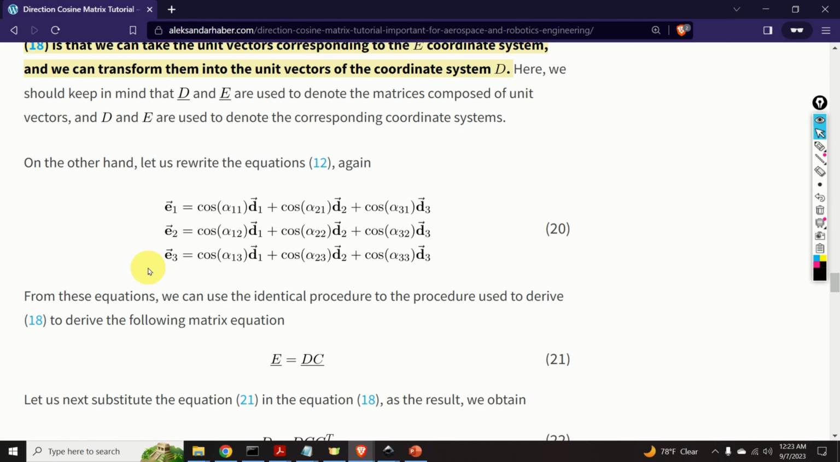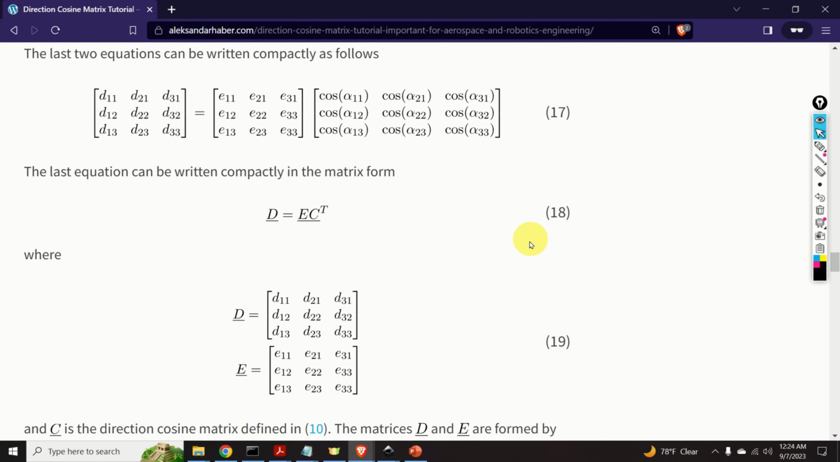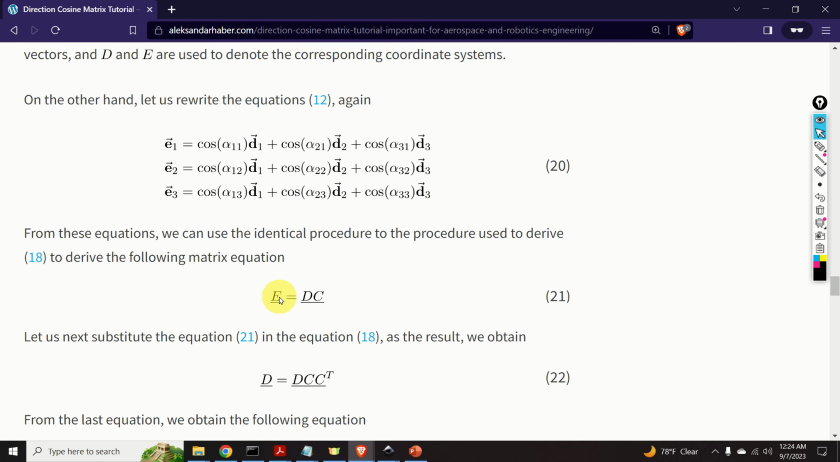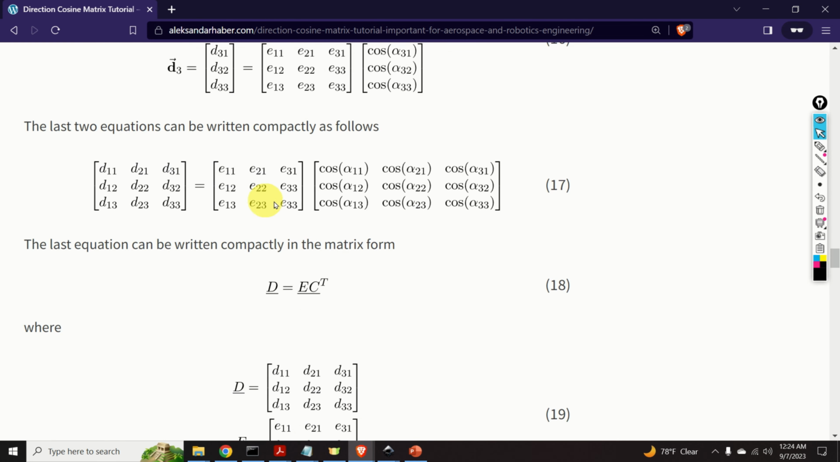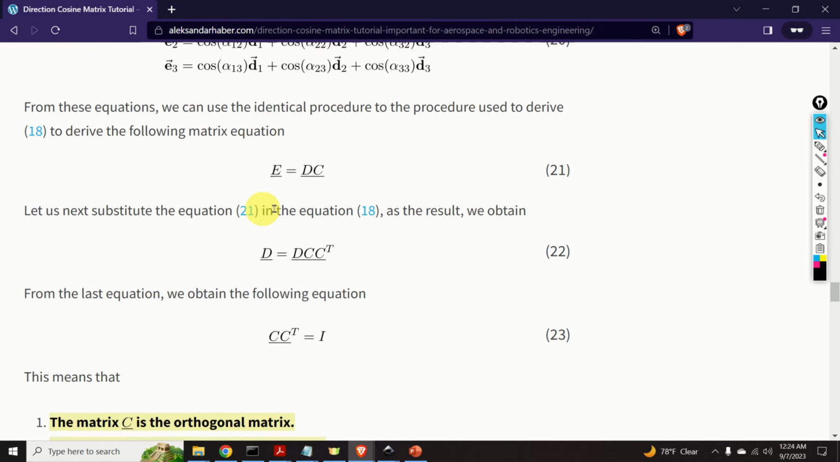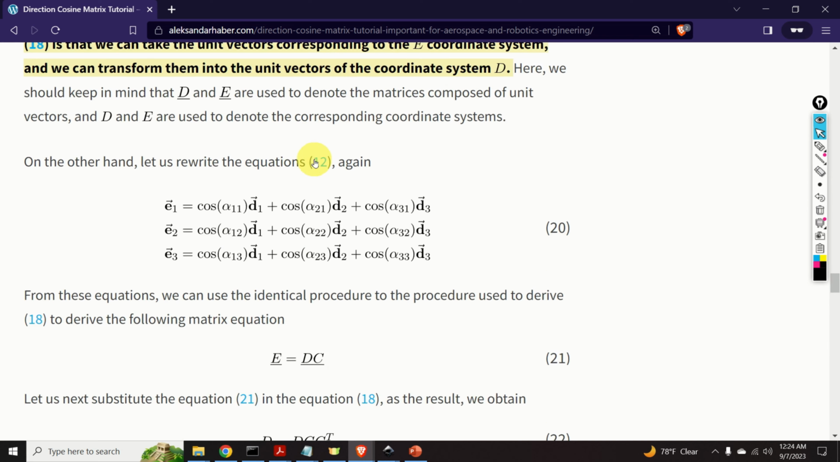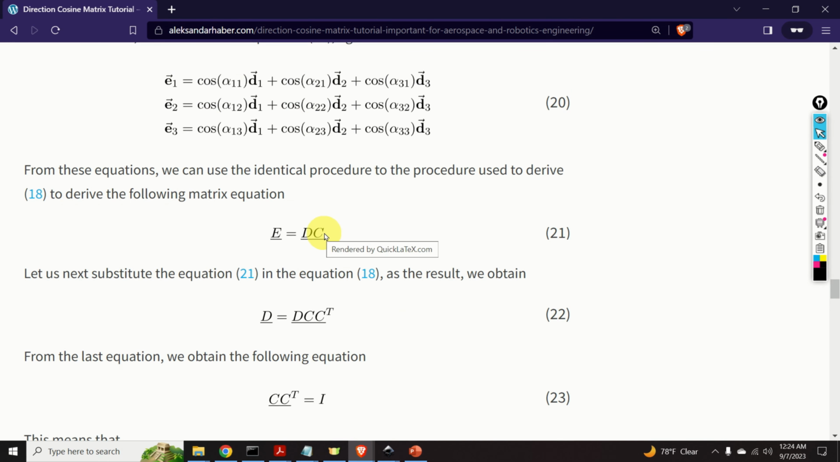Over here, I represented the unit vectors of the coordinate system E by using the coordinate system D. By using the same procedure used to derive 18, I can derive this equation. I can write my E matrix, and E matrix is defined over here, as D matrix, and D matrix is defined over here, multiplying the direction cosine matrix. And this equation tells you how to go from the coordinate system D to the coordinate system E.